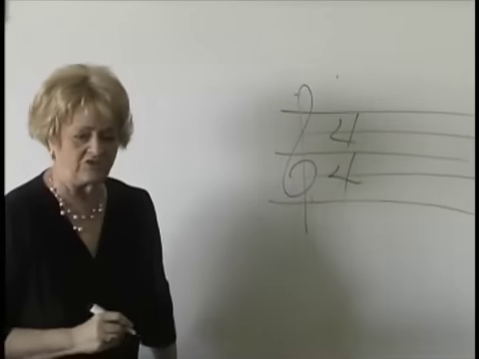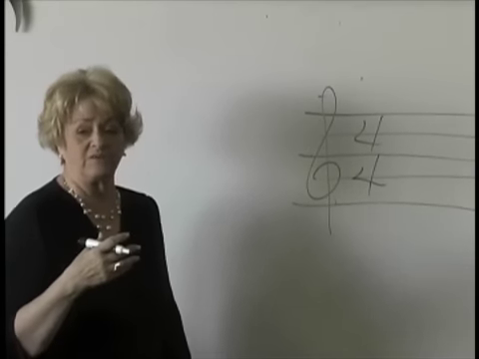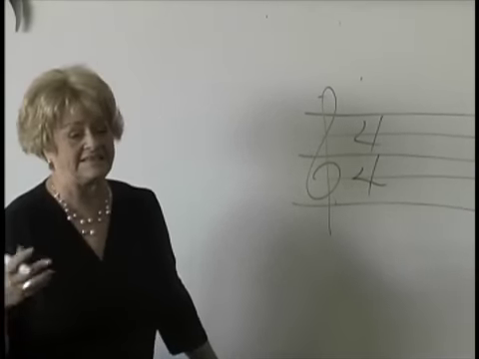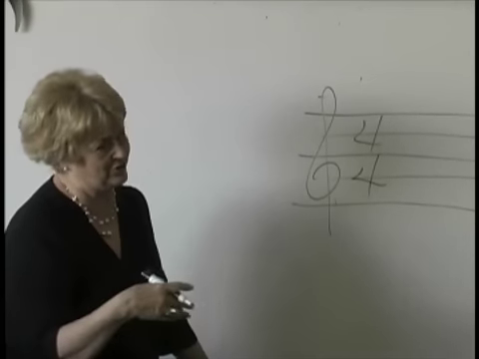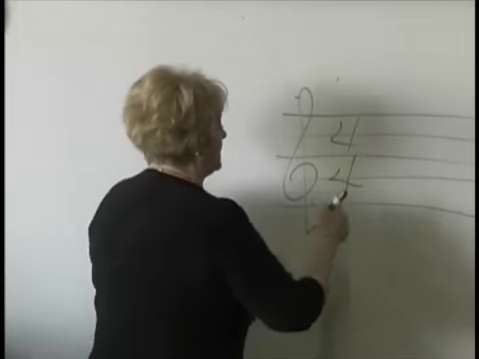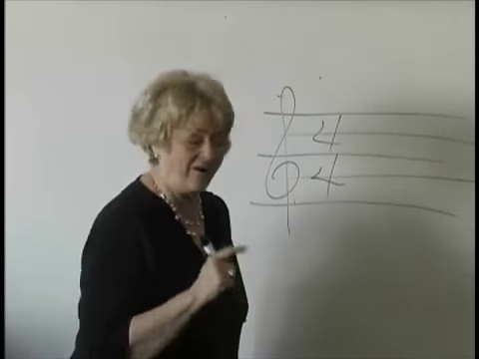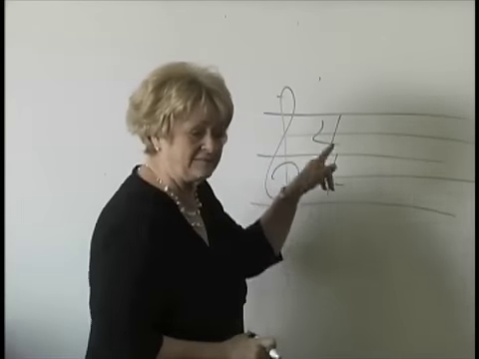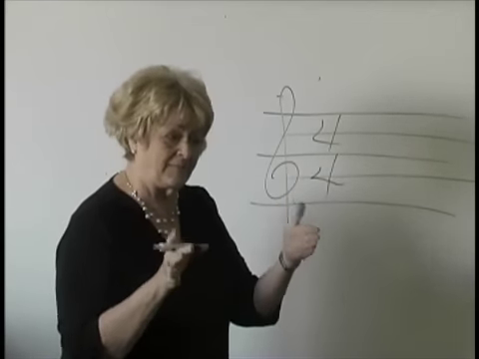You see two numbers stacked on top of each other. Sometimes it says 3-4, sometimes it says 4-4, it can say 6-8. There's other numbers too, but you, as beginners, you're not going to see them very often. So this is called 4-4 time. Alright? What the top number always means is that there's four beats or counts in a measure.